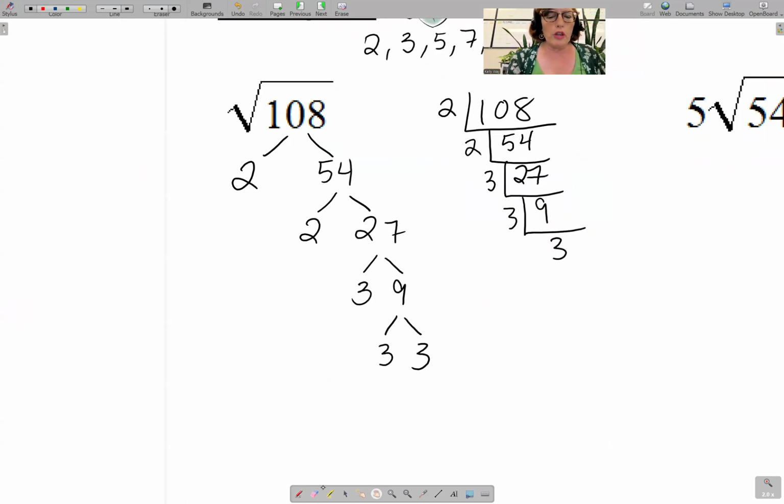You're only looking at what is considered the leaves. These would be the leaves. These would be the branches. So you're not looking at the branches. You're only looking at the leaves. In the upside down division, you're only looking at the outer numbers.